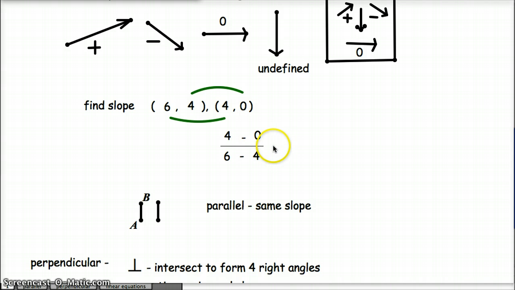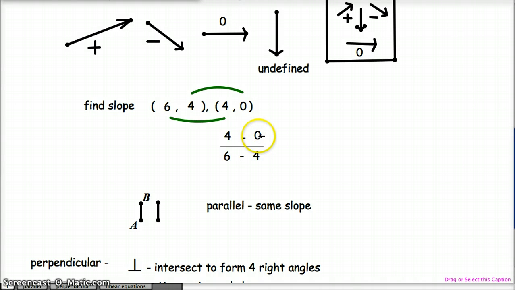If I do the calculations here, I have 4 minus 0 is 4. 6 minus 4 is 2. 4 divided by 2 is still 2. Okay? It doesn't matter. They just tell you to do it. Make sure you group it appropriately. So do all your x1s first, or do all your 1s first, or do all your 2s first. As long as they're in the same order, it doesn't matter.